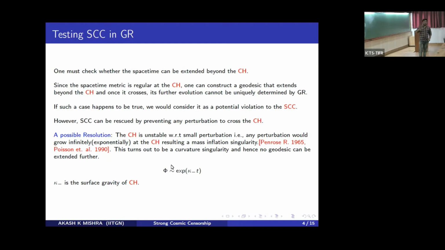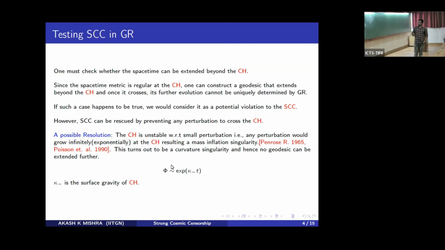So is there a way to rescue it? One idea was proposed by Penrose. He realized that one way to rescue it is, of course, to prevent the particle or the perturbation from crossing the Cauchy horizon. Penrose noticed that the Cauchy horizon is unstable with respect to small perturbations. We know that it's a surface of infinite blueshift. So if you send a perturbation, as it approaches the Cauchy horizon, it will get infinitely blueshifted. That's the nature of the Cauchy horizon.